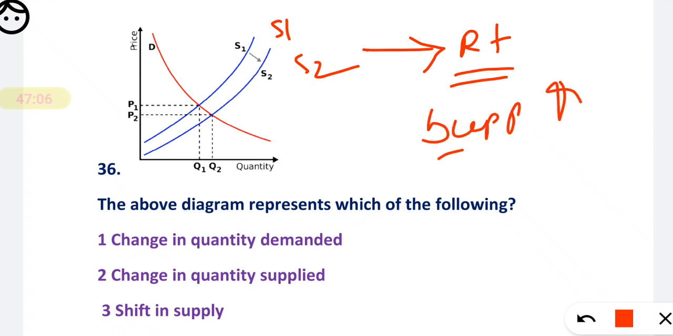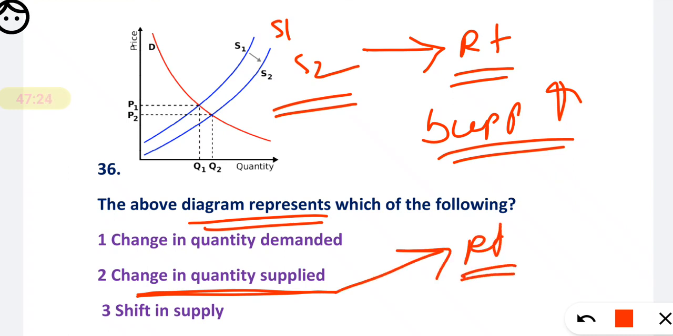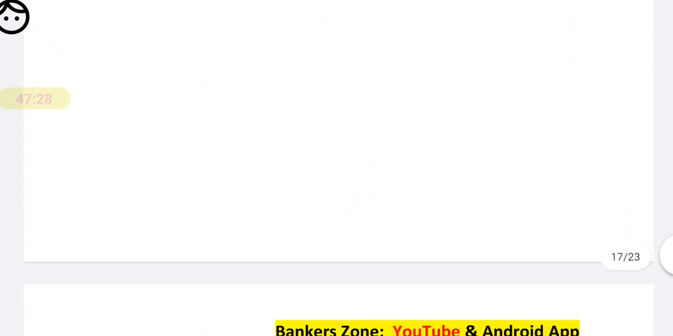That is basic. Now they are asking a very simple thing: what does the diagram represent? It is very simple. We can observe the two supply curves, and definitely there will be a change in the quantity supplied because the supply curve is shifting to the right side. So the second option will be the correct answer. Now question number 37 we are going to discuss.